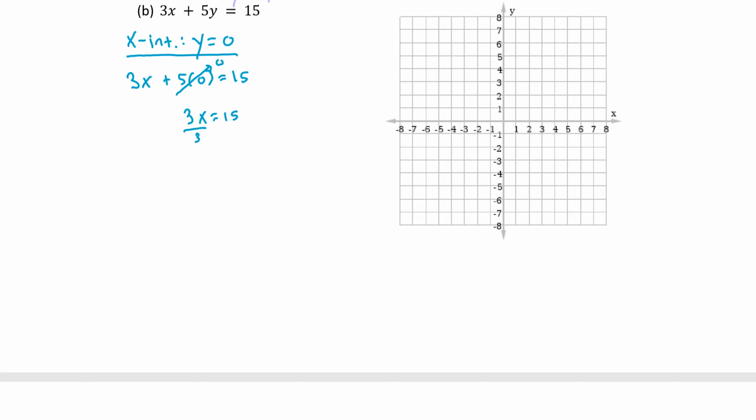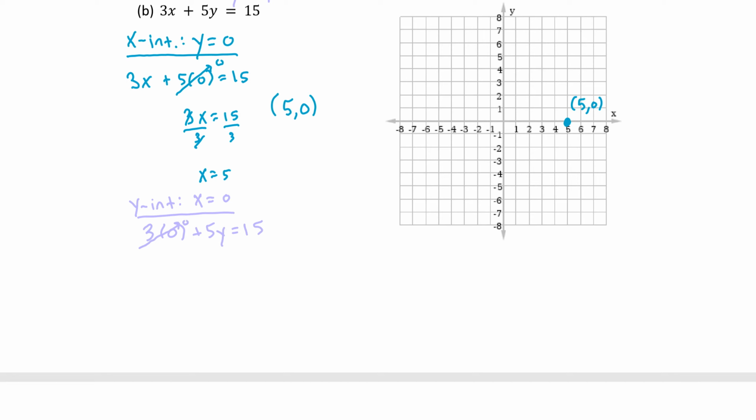It's very easy to solve by dividing both sides by 3, and we get x equals 5. So officially, as an ordered pair, our x-intercept is 5, 0. We can plot that on our coordinate plane at location 5, 0. Now let's proceed to find the y-intercept. The y-intercept is found by setting x equal to 0. So going back to the original equation and replacing x with 0 this time, we can then solve for y.